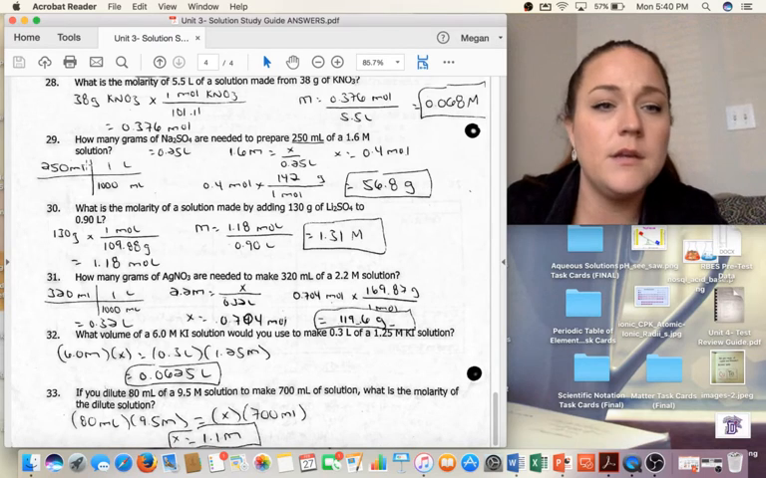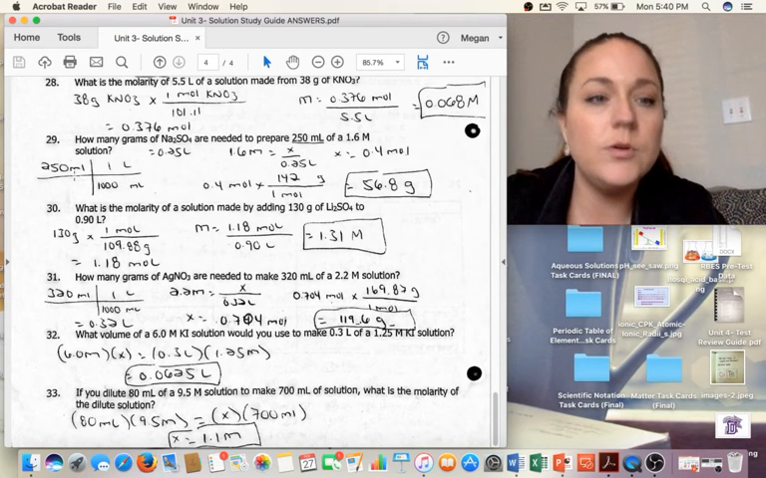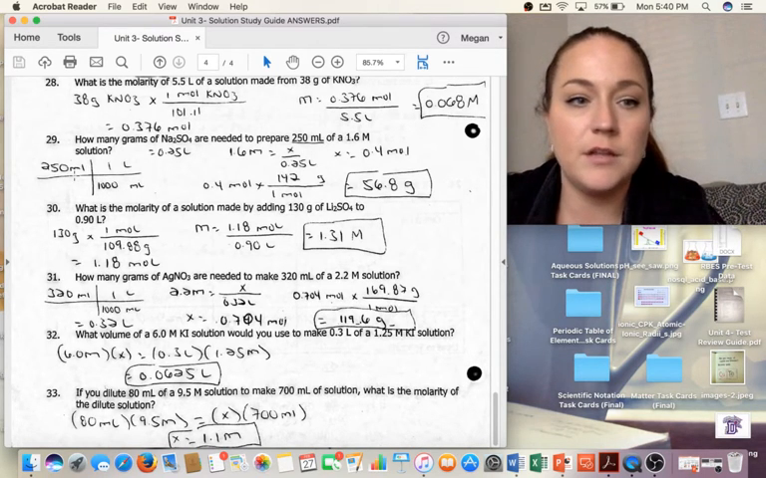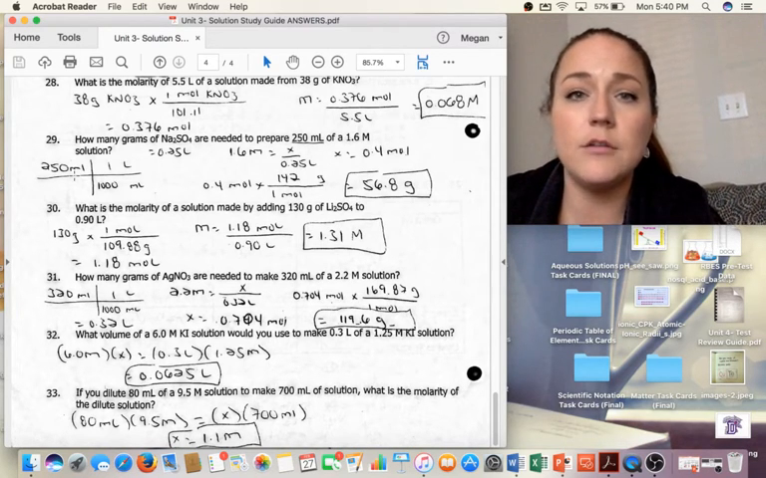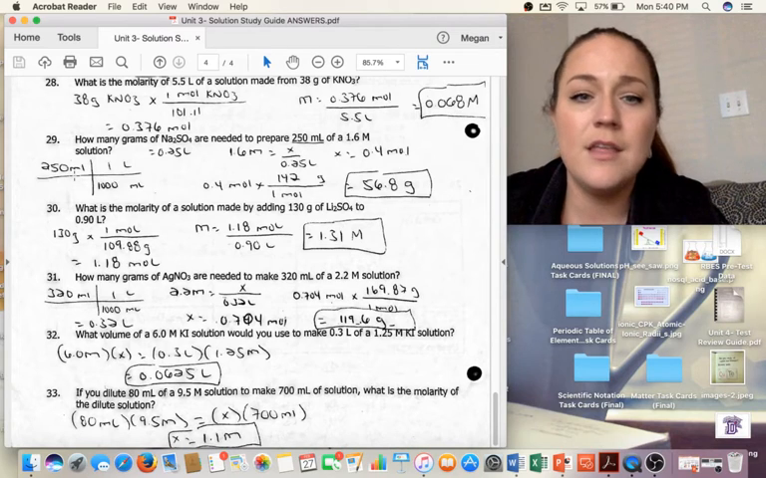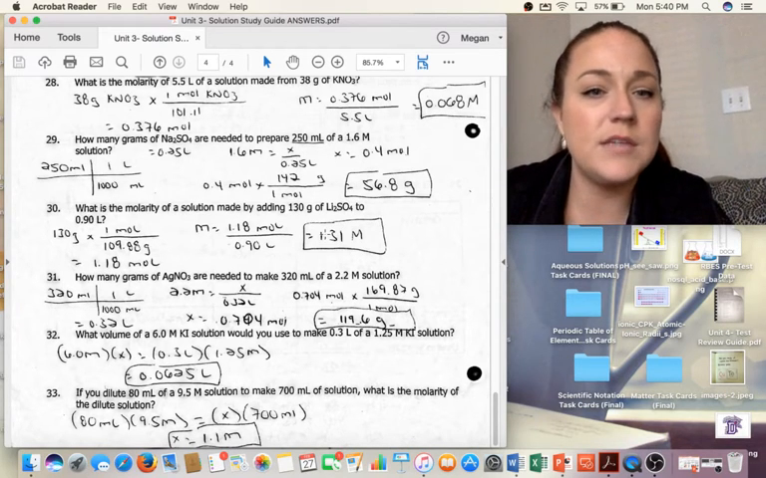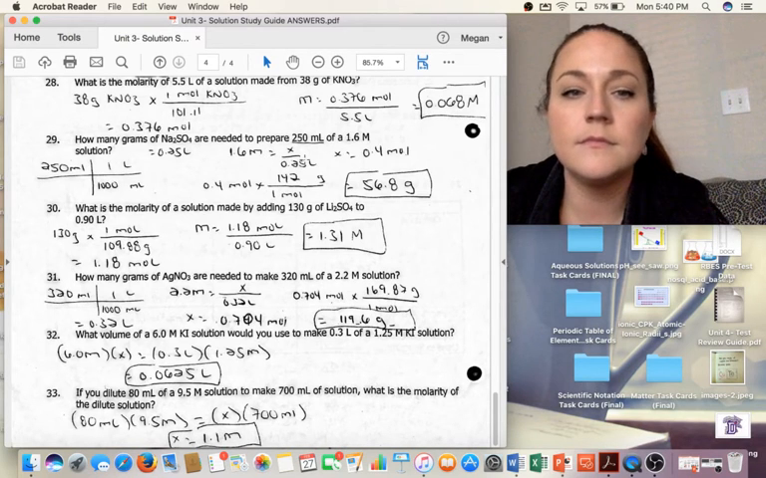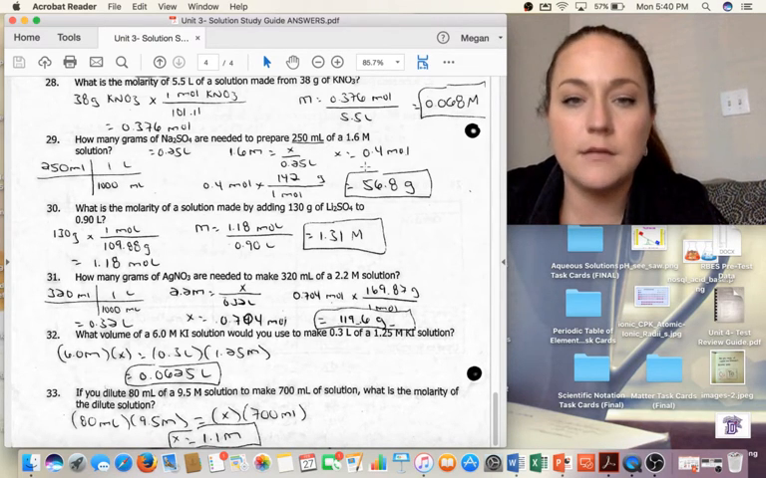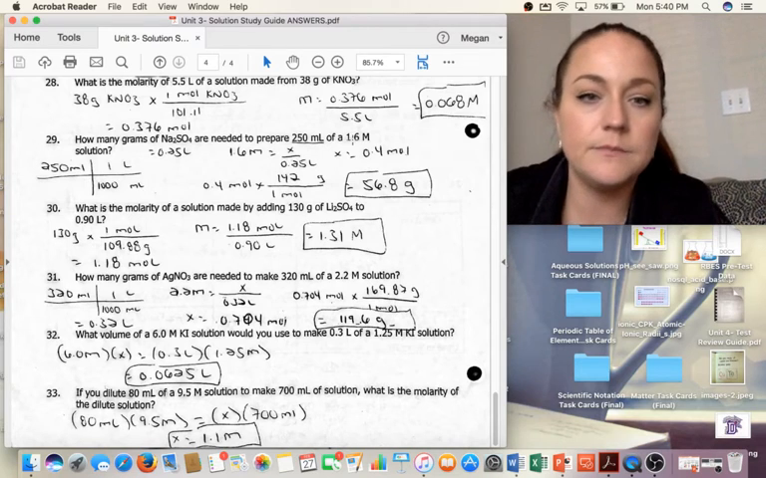All right. So 29, convert 250 milliliters, divide by 1,000, or move the decimal over 3 spots, giving you 0.25 liters. Then you want to take the 1.6 molarity, and this is a different setup than you guys have normally seen it, which is okay.